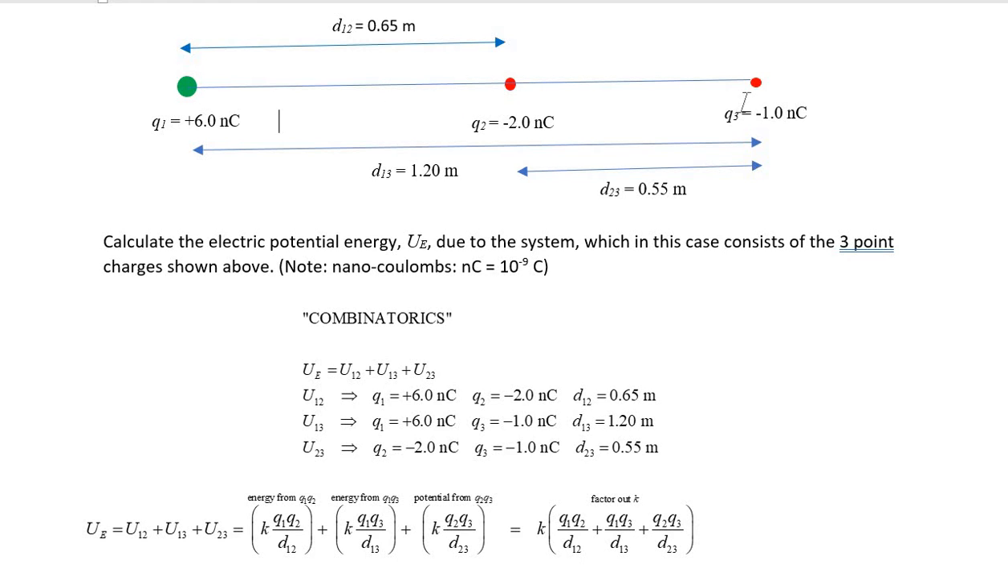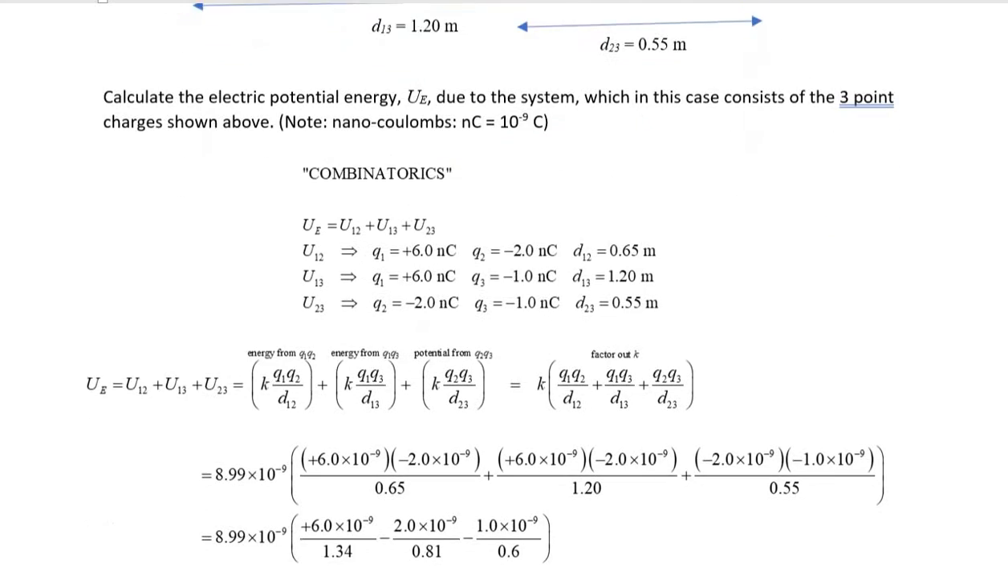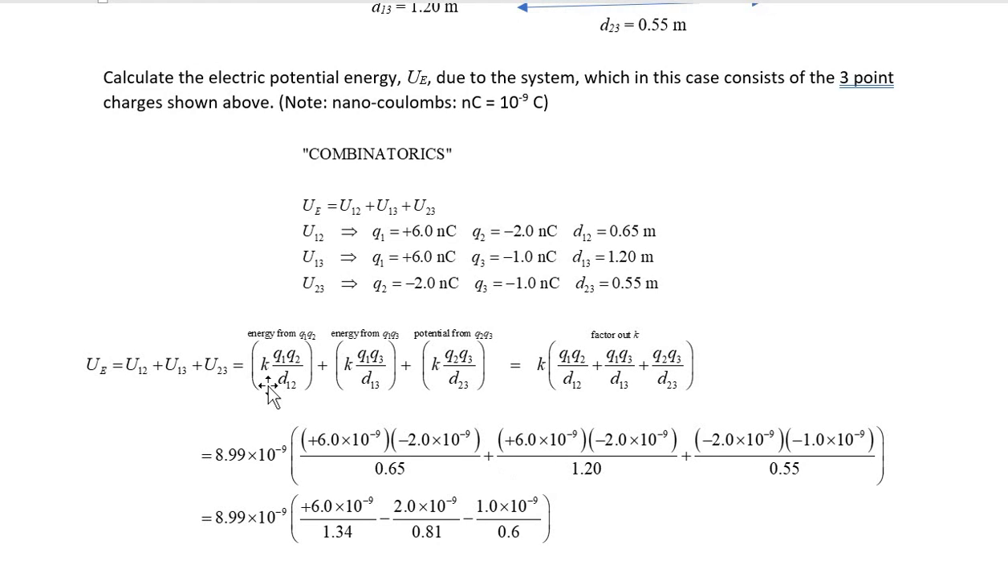And between Q1 and Q3, you got 1.2 meter. Did I put that there? Yes, I did. Q1, Q3, and D13. And then finally, U23 would be Q2 times Q3 times this distance, which is 0.55 meter. There, and that's that row there. There you go. Now you just plug it in, and here's what it looks like.